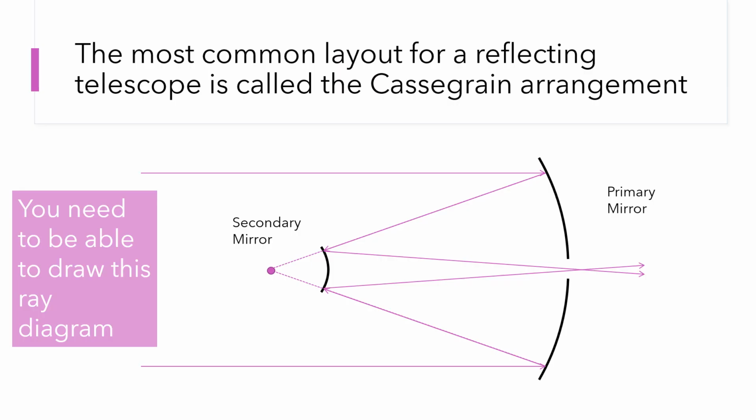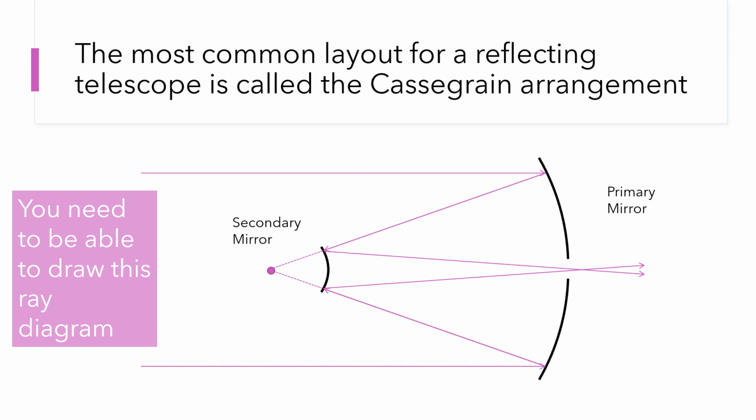So here's another ray diagram you need to be able to draw. This is what's called the Cassegrain arrangement. It consists of a concave primary mirror and a convex secondary mirror. I'll give you a few tips for drawing this. So start by drawing in the mirrors. Don't draw them too curved, and do make sure there's a hole in the middle of your primary mirror.